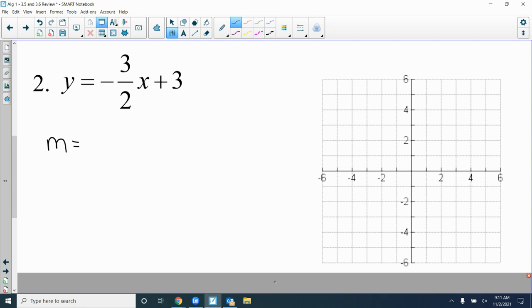Negative 3/2. Since it's a negative slope, a negative slope goes downhill. So when we're done, our line better go downhill. Now, what is the y-intercept, which we call b?